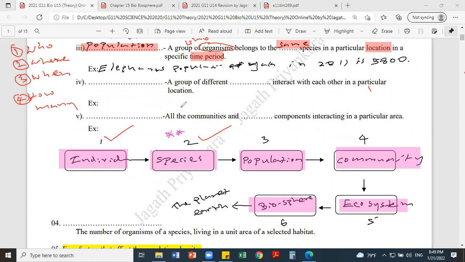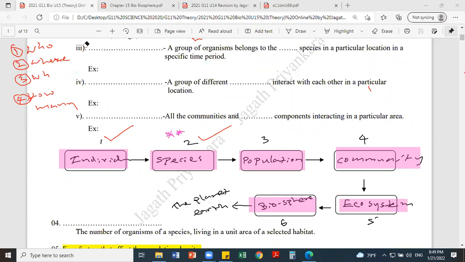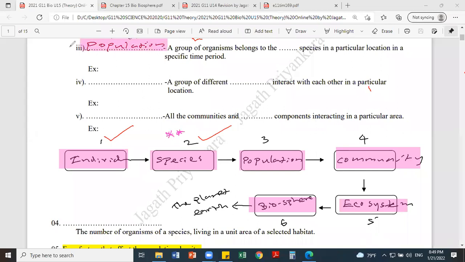Then number 4. Look at the screen, 4th one. Okay, population I explained. Who, where, when, how many? And please write that if you want. All the organisms in the population should belong to the same species. Say human population, only humans. You can't put elephants there. Elephant population, only elephants. So please write that. Only one group of organism, only one species. Population consists of only one type, only one species.